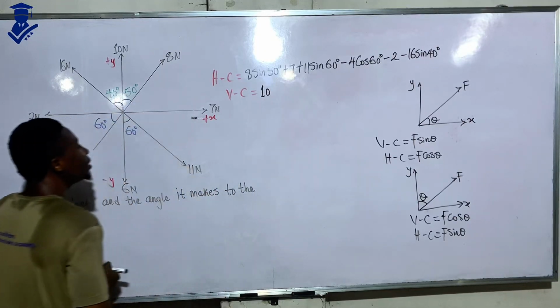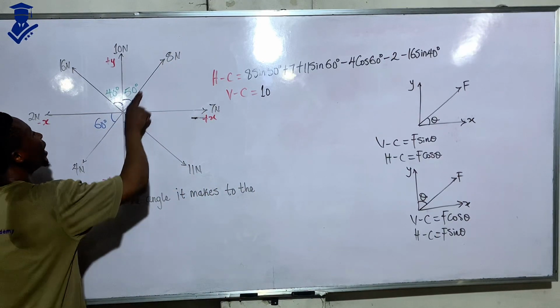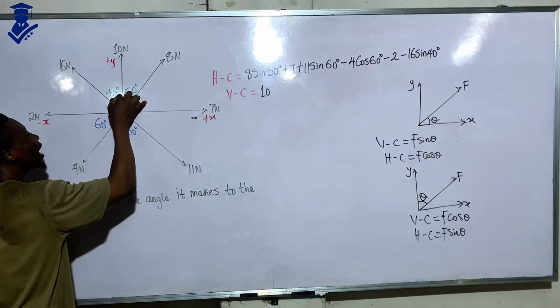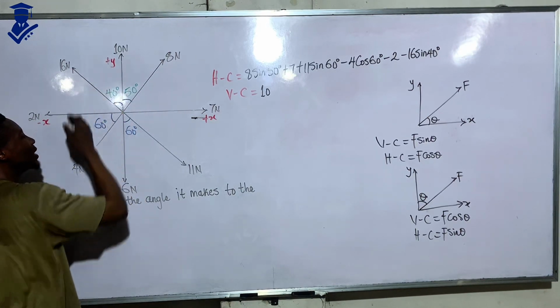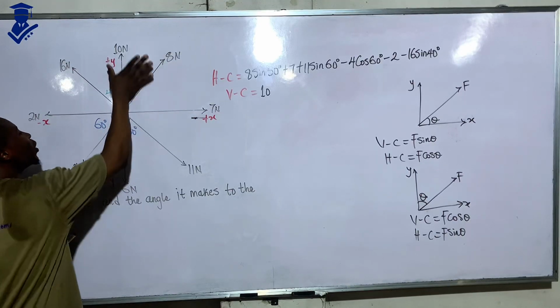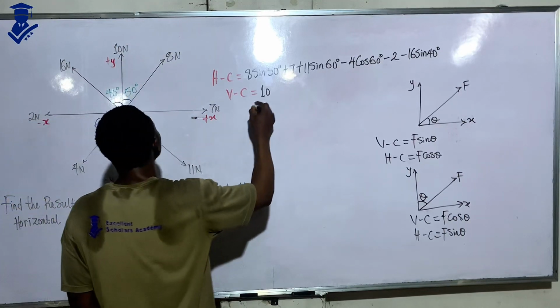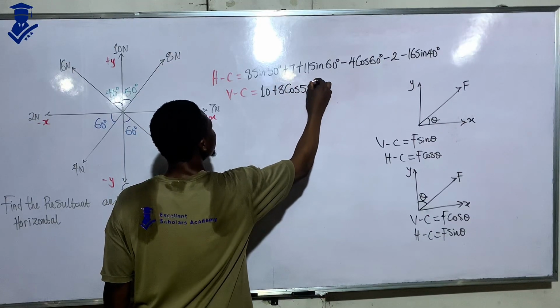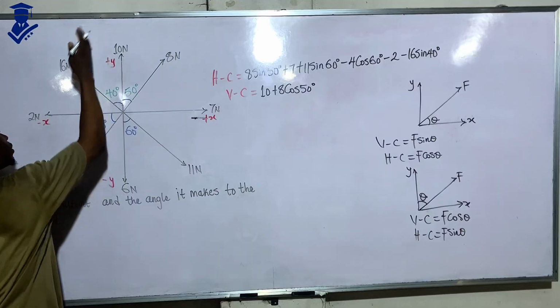10. Alright? Now, the next force is your 8 Newton force. This 8 Newton force is inclined at an angle 50 degrees to the vertical. And it's also on the positive side. So this is going to be what? Plus 8 cos 50 degree, because it's inclined to the vertical.